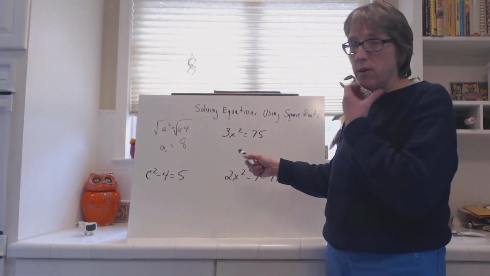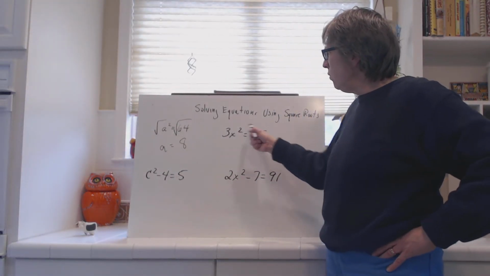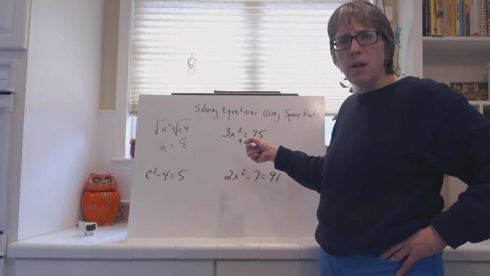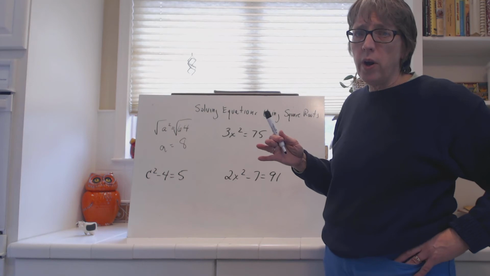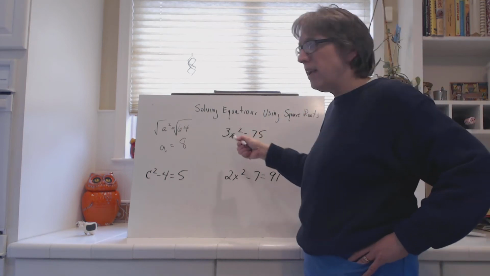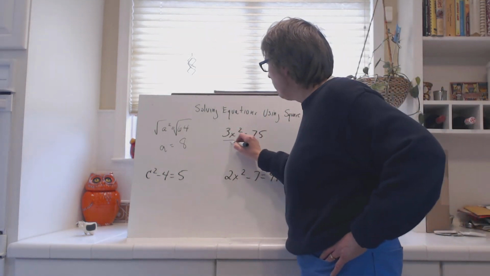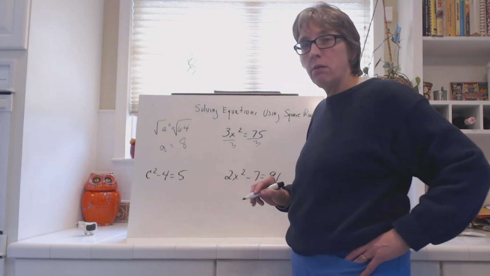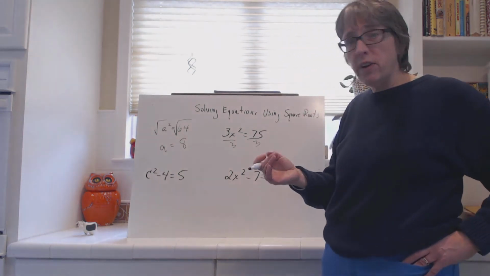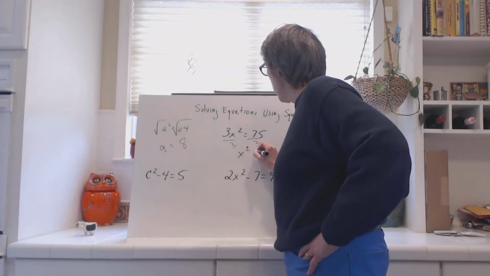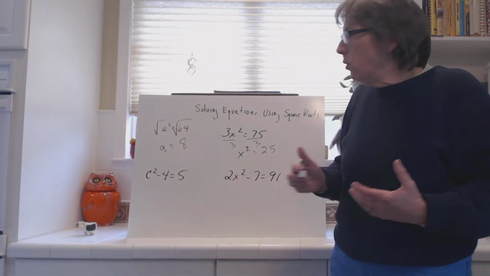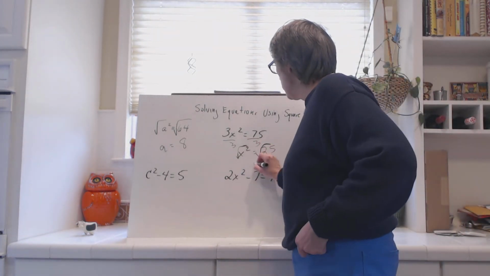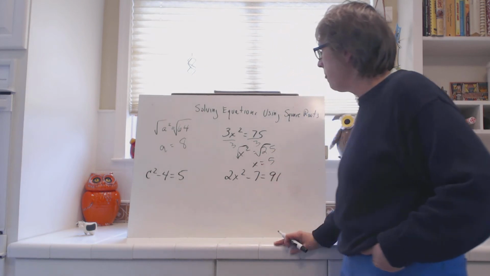Here is a little trick. This is like solving a one-step equation where we had 3x equals 75. But we have 3x squared. Before we can take the square root, we have to divide both sides by 3, remember, to isolate the variable. So we get x squared equals 25. Now, look, there's a pattern. We're going to take the square root of both sides, and we get x equals 5.